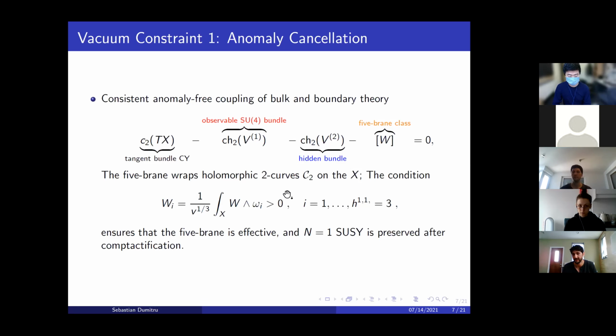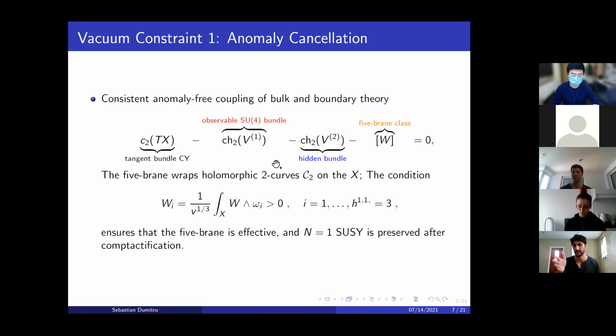On the contrary, if those were not larger than zero, if they were negative, it means that we actually have an anti-brane which wraps anti-holomorphic cycles. And it was shown in this context that supersymmetry is broken. So this anomaly cancellation condition gives us a first hint on why we use the five-brane.